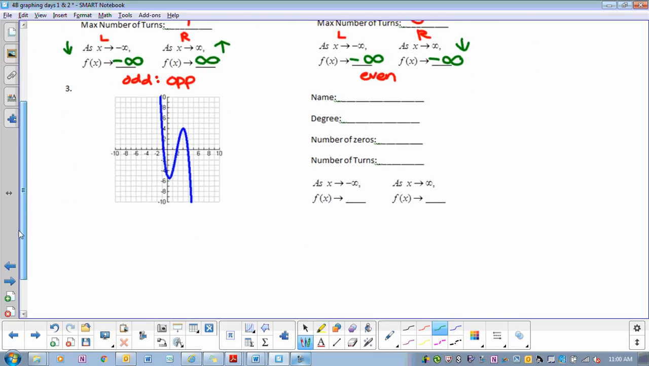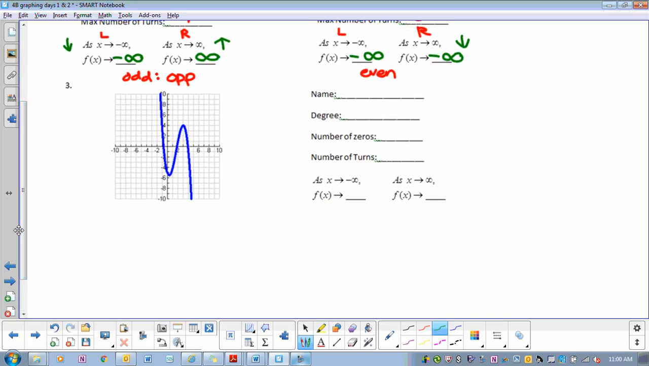All right. Let's look at number 3 together. So in number 3, they gave you guys the graph, right? So when they do that, let's start with the number of terms. Okay? I mean, you could do the end behaviors. It doesn't really matter. I just want to start with the name and the degree again. Okay? So actually, let's just start from the bottom and work our way up.